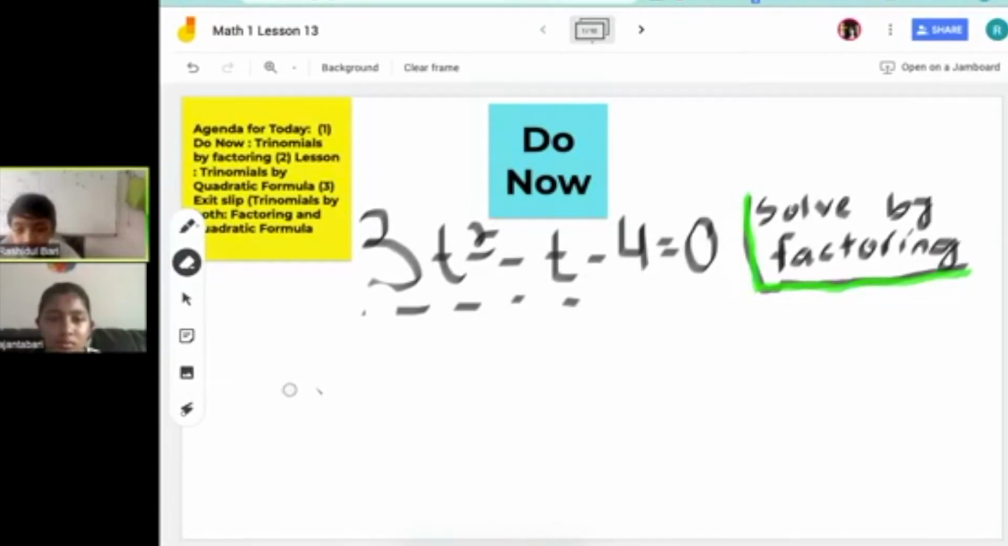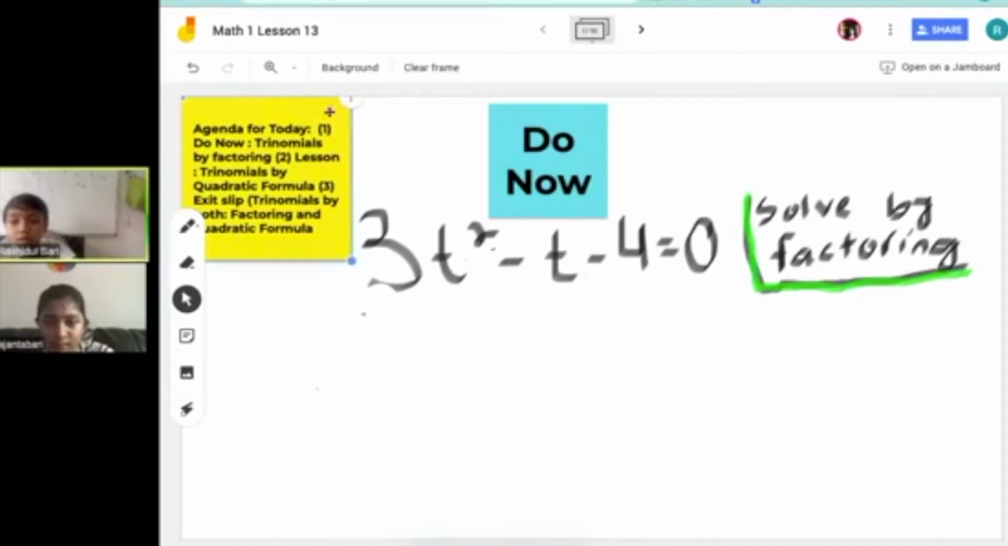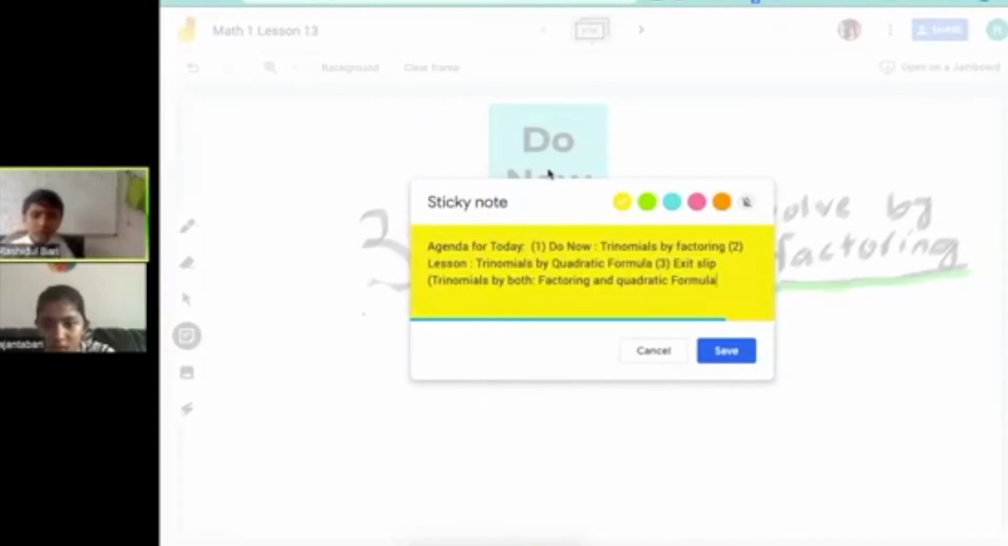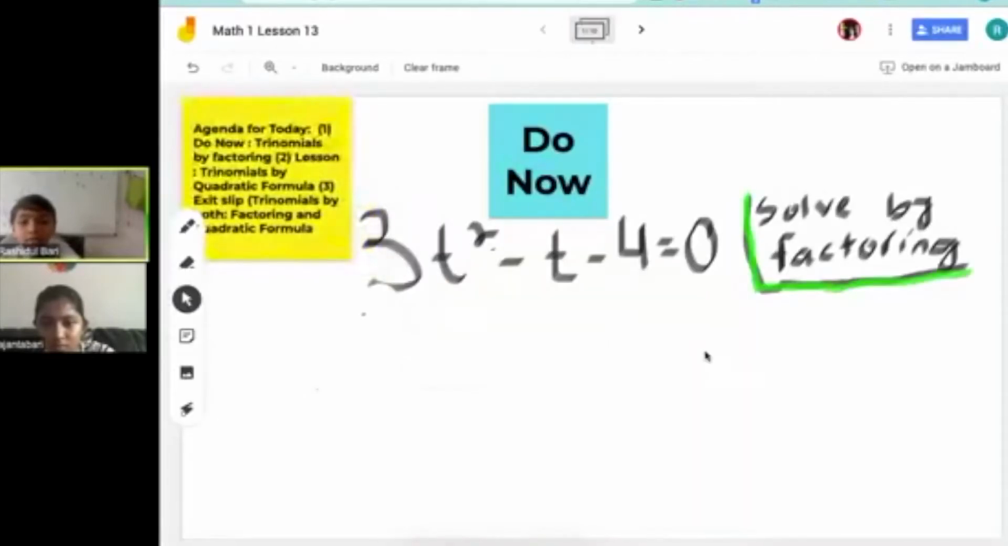So now we're going to solve this by factoring. Before that, let her read the agenda. Oh wait, let's read the agenda first. So here's the agenda for today. First, we're going to factor a trinomial. Then we're going to use the quadratic formula on a trinomial. And then for the exit slip, we use both methods.